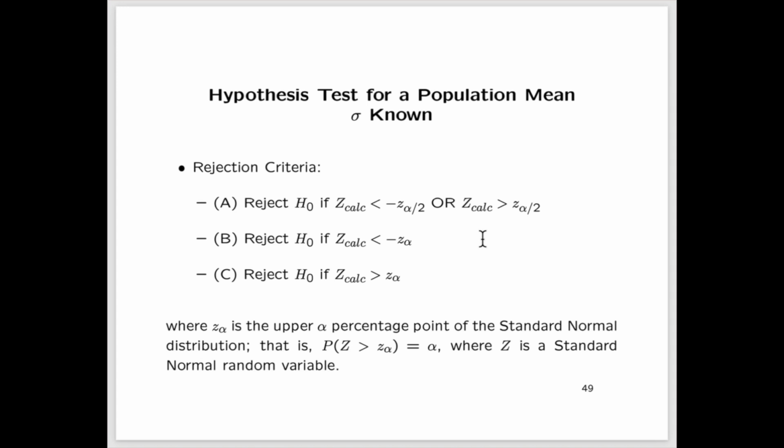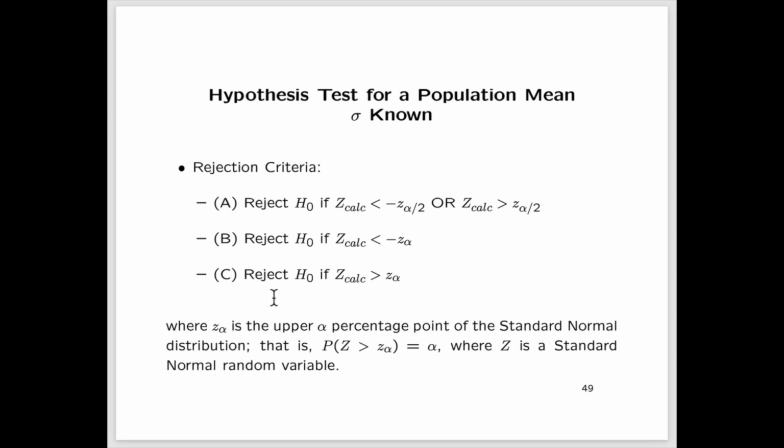If we are performing a left-tailed test, then we are going to reject for small values of our test statistic, and in particular, if z-calc is less than negative z sub alpha. And finally, if we're performing the right-tailed test, then we're going to reject the null hypothesis if z-calc is greater than positive z sub alpha.